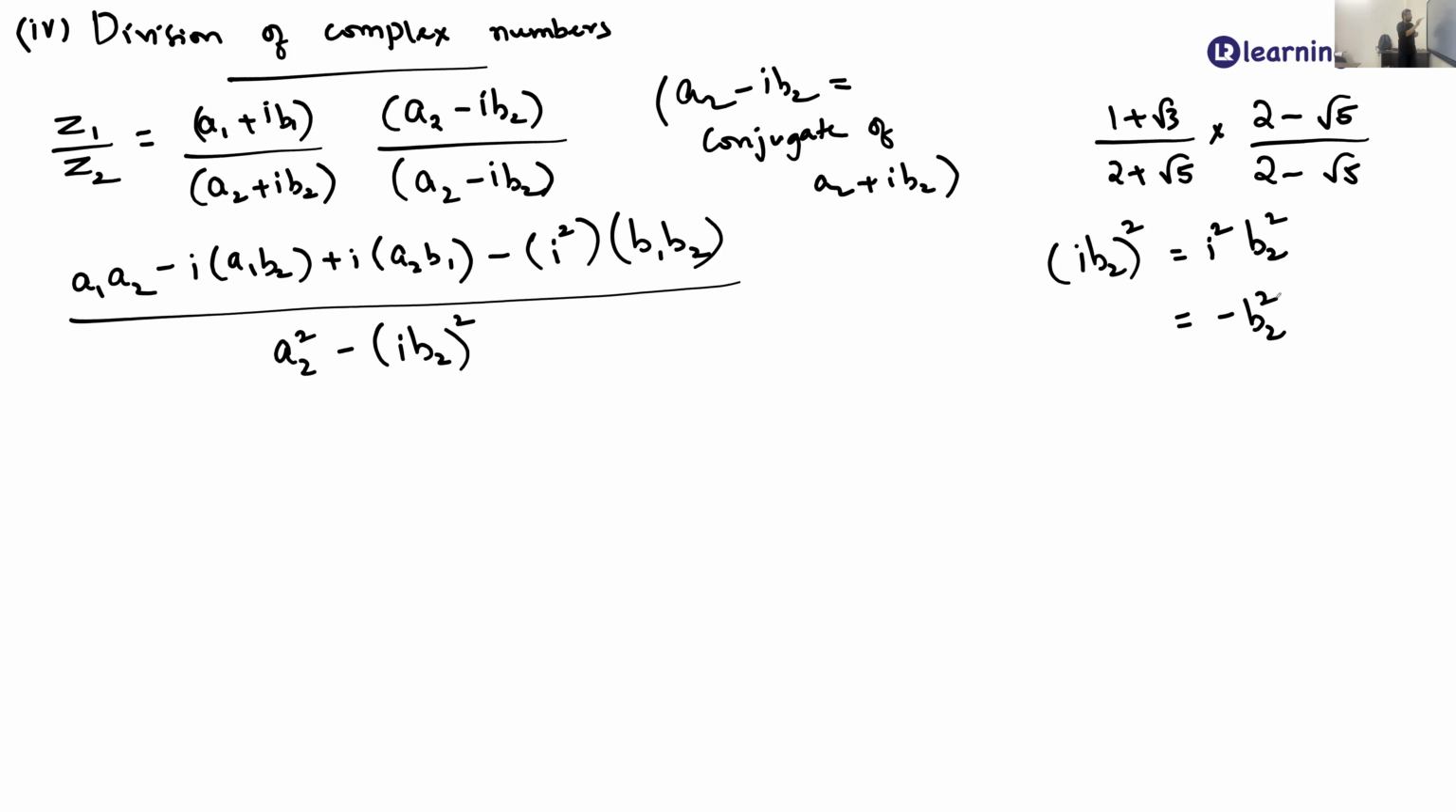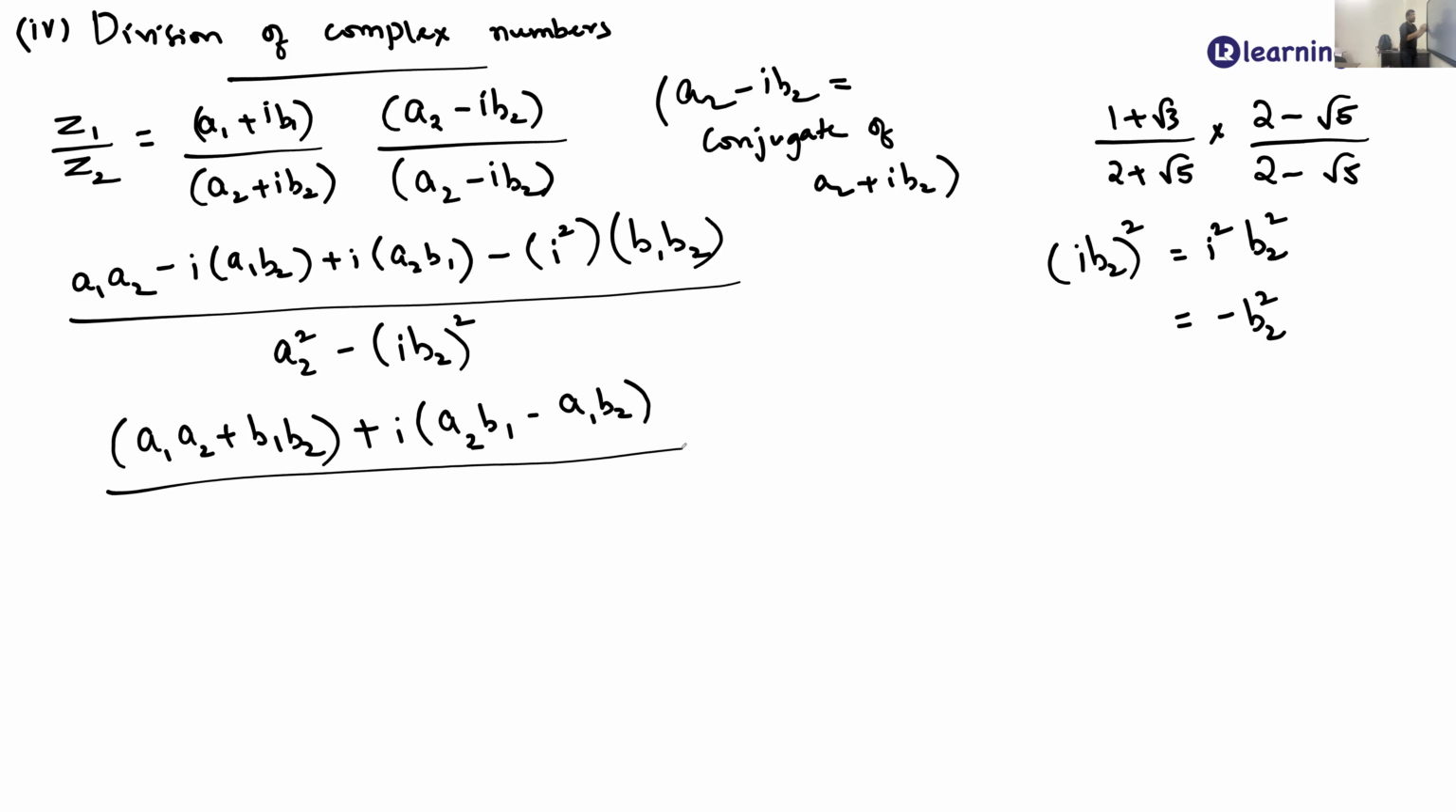So here, if you combine the terms, i square is minus 1, minus of minus is plus. So what will you get? You will get a1 a2 plus b1 b2, plus i into (a2 b1 minus a1 b2), the whole divided by a2 square, and i b2 the whole square is minus b2 square, so minus of minus.